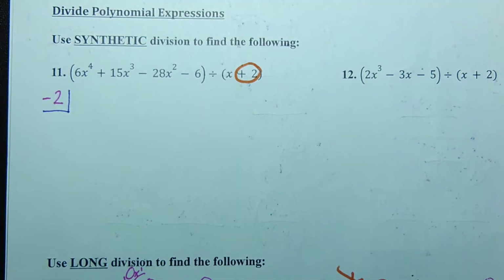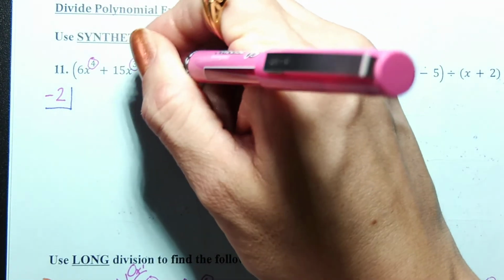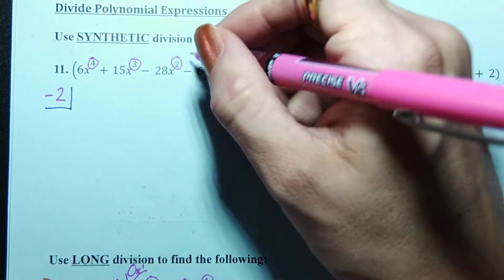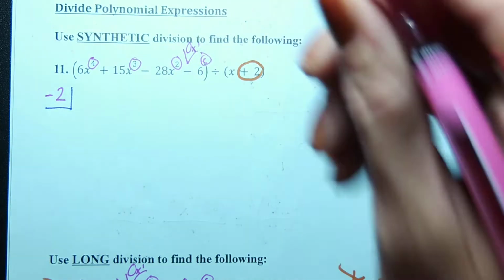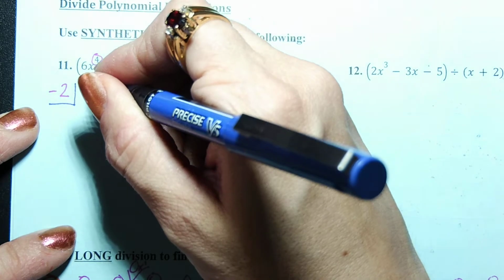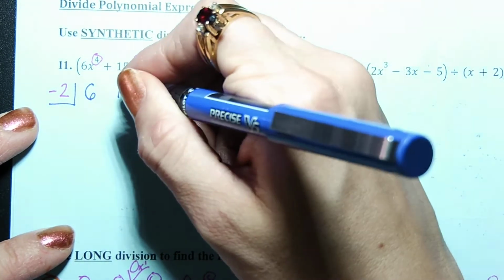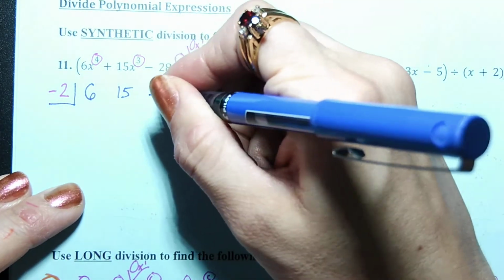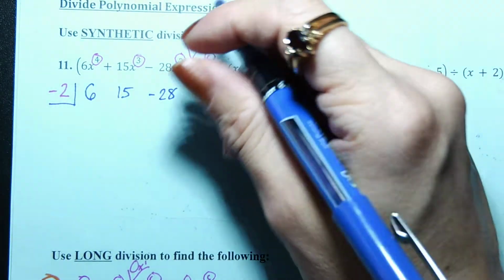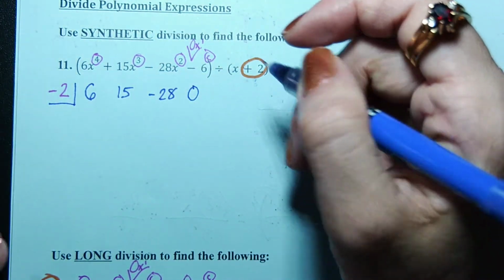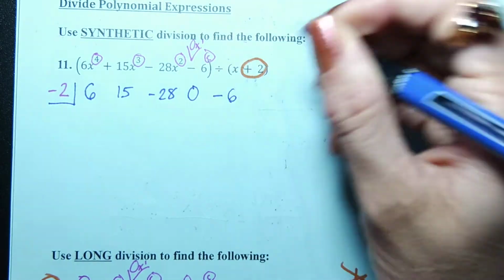Before I get any further, let's check for power placeholders. We go 4, 3, 2, constant. What do we need? 1. So 0x to the first, or just 0x. So then we list out our coefficients. 6 for x to the fourth, 15 for x cubed, negative 28 for x squared, 0 for x, and negative 6.